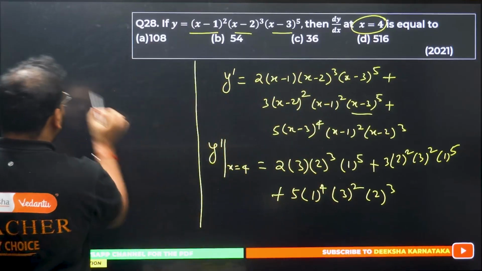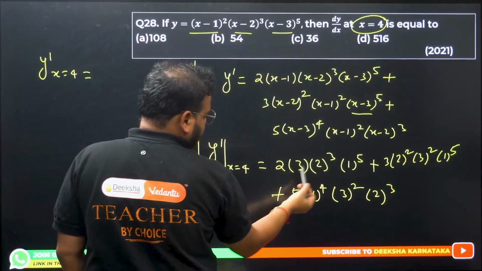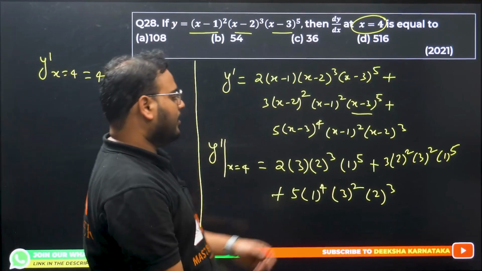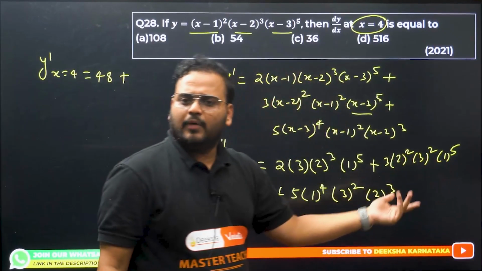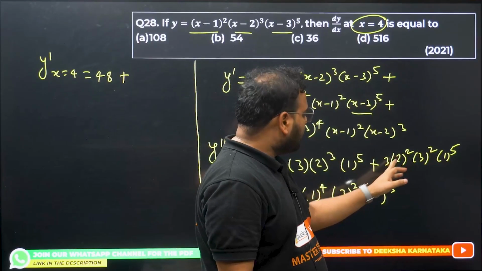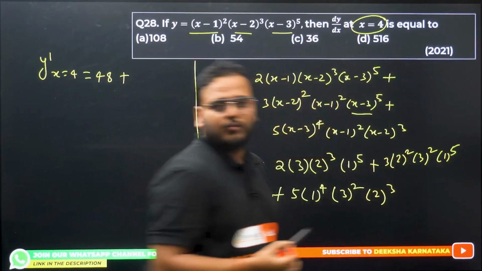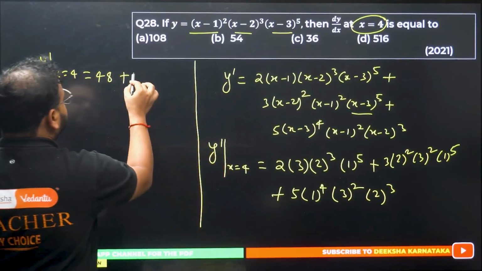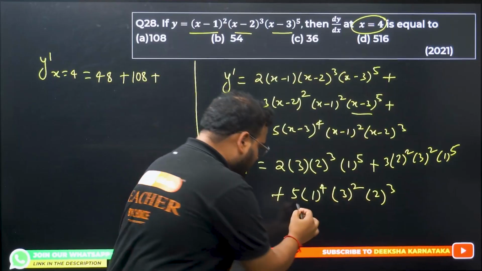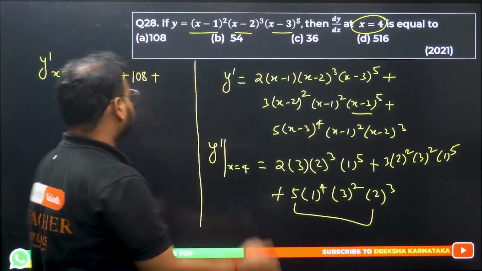Alright, let me continue. Y dash when x equals 4. Check this out. This is 8 into 3 which is 24, into 2, so 48. First term's value is 48. Over here 1 power 5 is 1 only, so I am ignoring that. 3 square is 9, and 9 into what do we have over here? 4 into 3, 12. 12 nines are 108. 2 square is 4, 4 into 3 is 12, 12 into 9 is 108. The last one, 5 into 8, these two combined, 2 cube is 8, so 5 into 8 is 40, 40 into 9, 360.